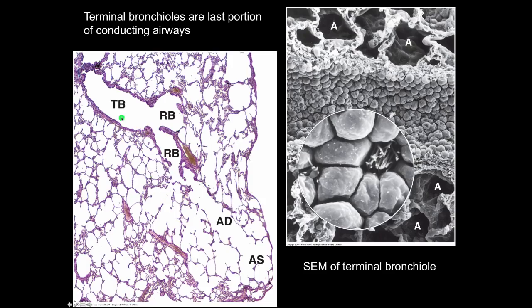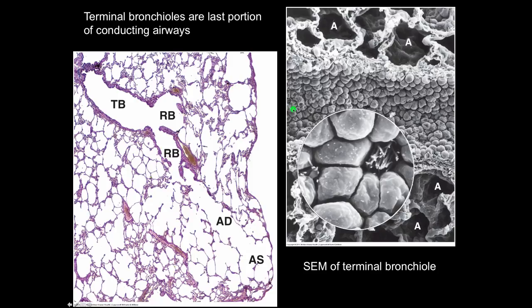The terminal bronchioles are the last portion of the conducting airways, and they give rise to structures called the respiratory bronchioles. And from the respiratory bronchioles, you get the alveolar ducts, alveolar sacs, and the actual alveolar air spaces. Now, the difference between the terminal bronchiole, which is a conducting passage, and the respiratory bronchiole, which is the first respiratory component, is that the respiratory bronchioles have walls of alveoli as part of their structure, and we'll talk about that a little bit later.